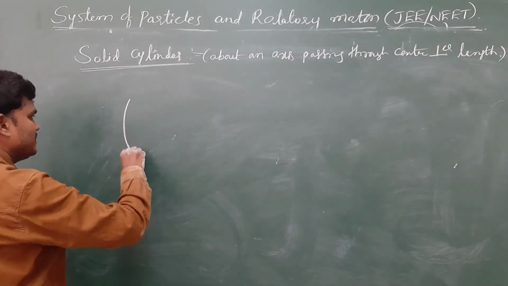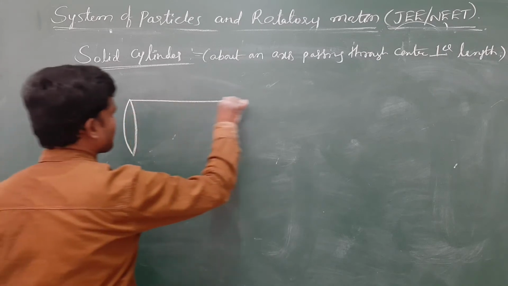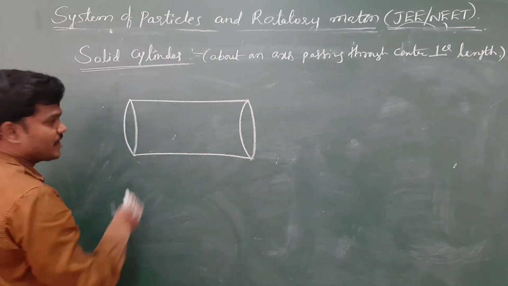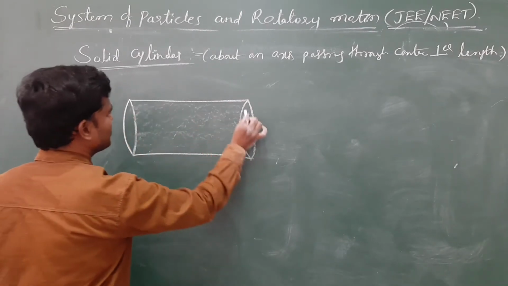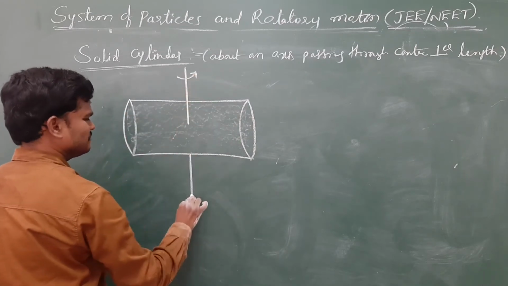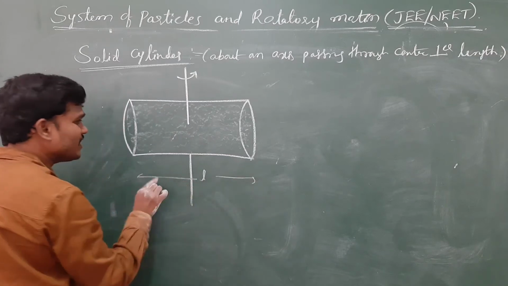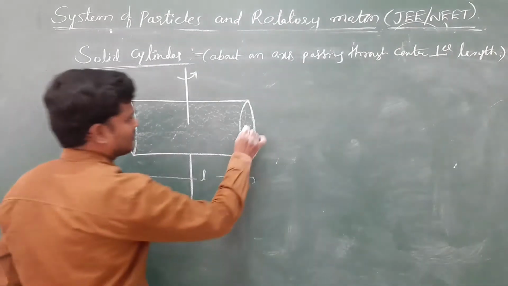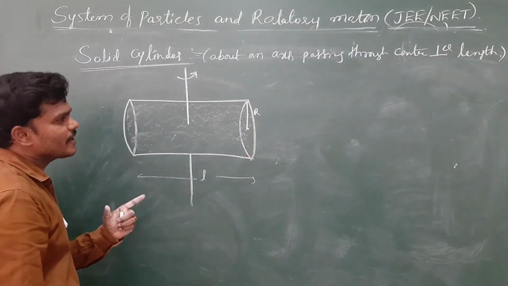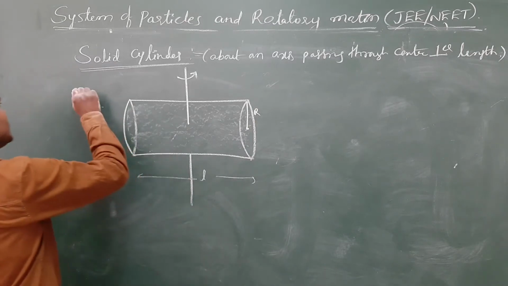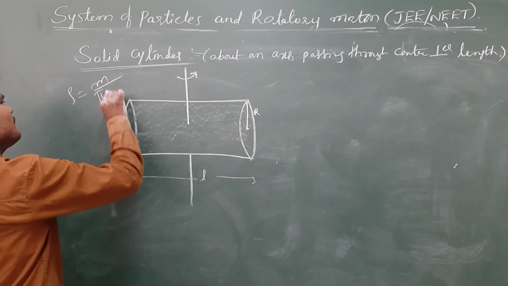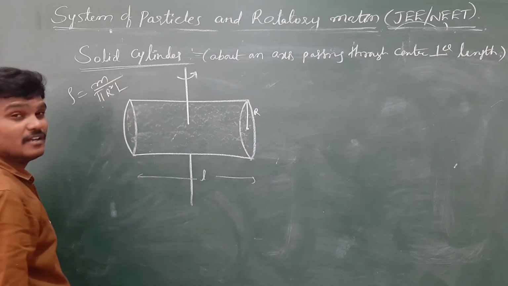See, this is the cylinder, and this is a solid cylinder, meaning complete material will be there. And I am finding the moment of inertia like this, about this. L is the length. See, this looks like a rod, and this is radius R. Then you find. Anyhow, let us check first what is rho. Mass by volume of the cylinder, pi r square h, where h is nothing but L.